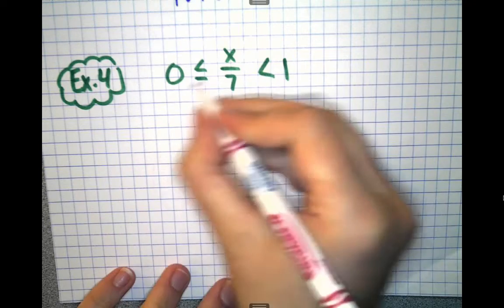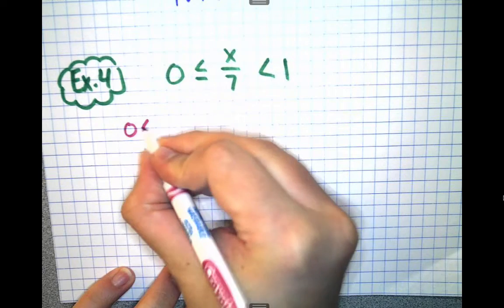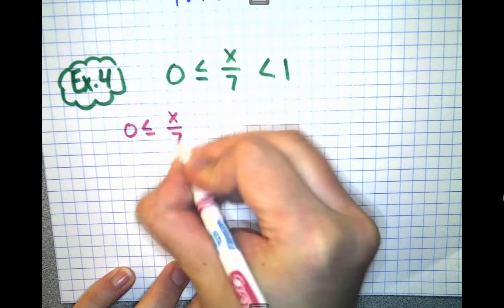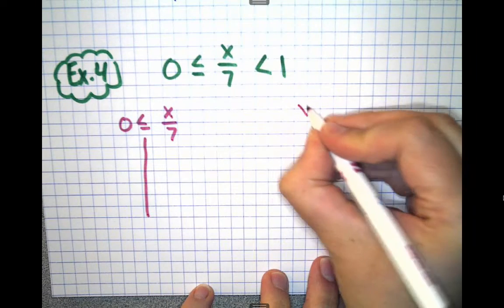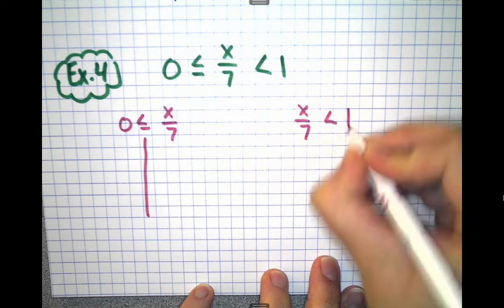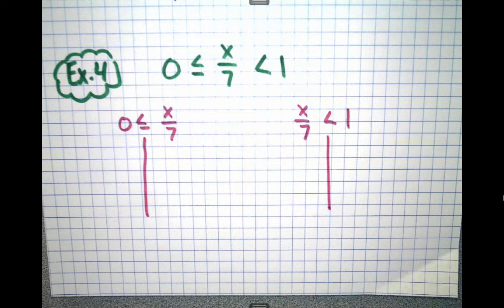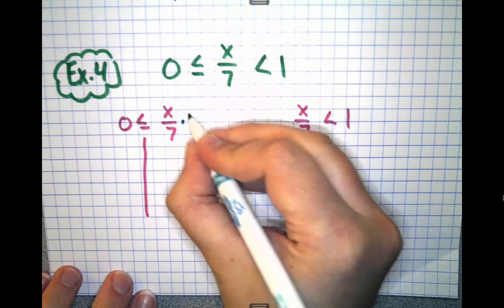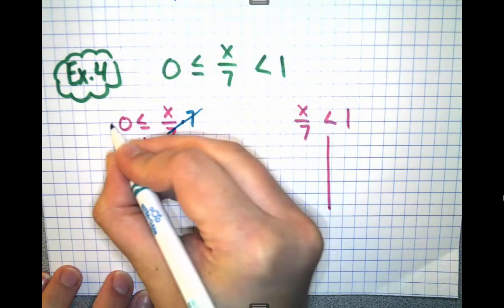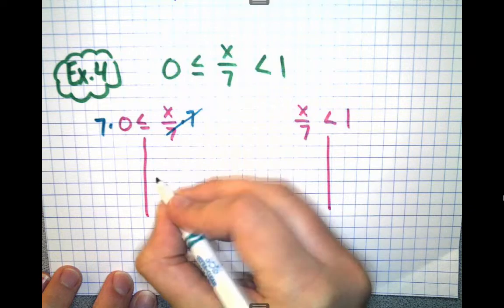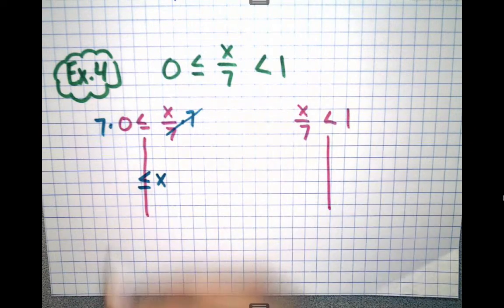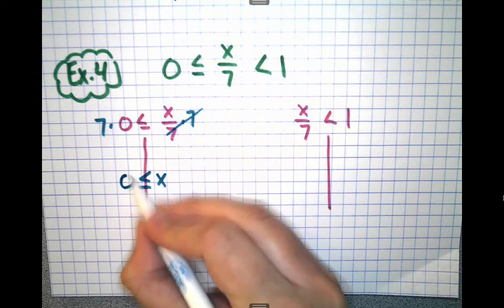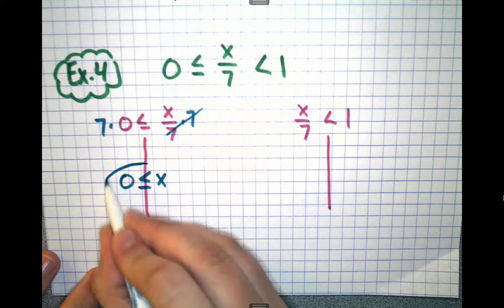So we have the left side here, which is 0 is less than or equal to x over 7. I'm going to solve that for sure. But then we have the right side over here, which is x over 7 is less than 1. And I'm also going to solve that one. We're going to get two solutions. So to solve this, we're going to get rid of the fraction by multiplying the 7 away. So multiplying by 7, I know x will be isolated, and I've got a less than or equal to symbol here. 7 times 0 is 0. So there's my first solution.